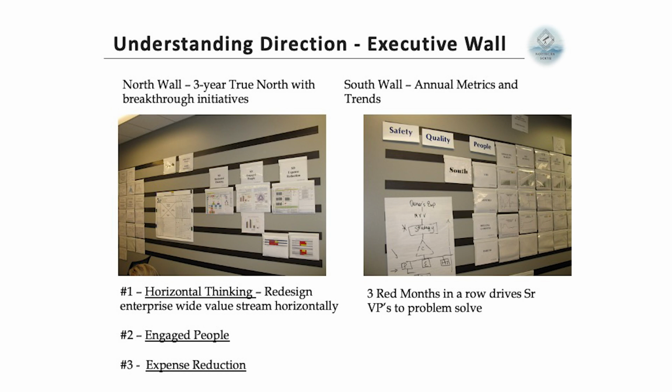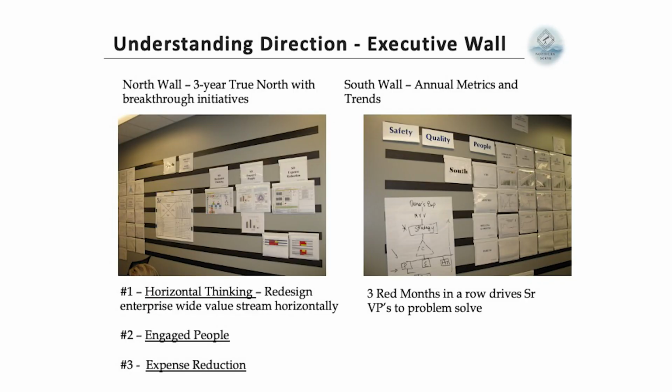Trying to get, I think their metric there were 4 ideas per person per year implemented. So 4 ideas times 450 people would be what? 1,800 ideas implemented, right? So think about that. That's that engagement piece. Expense reduction because of the cost piece.